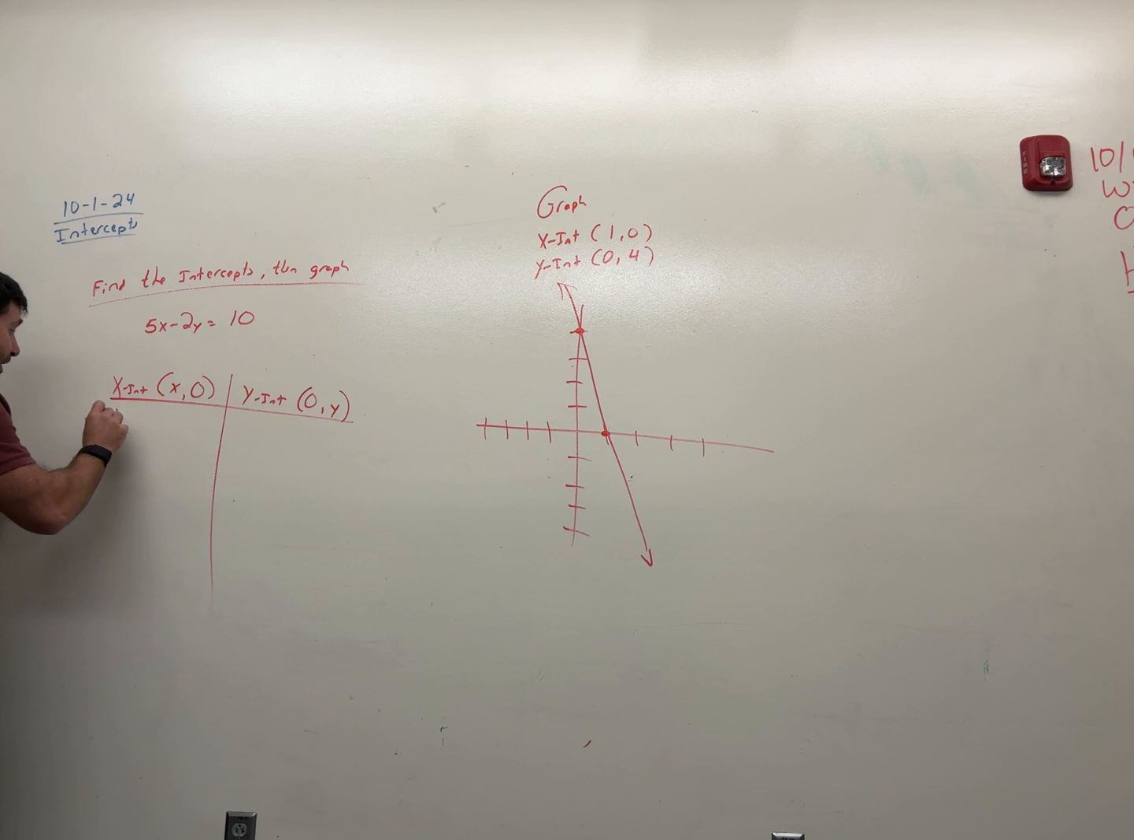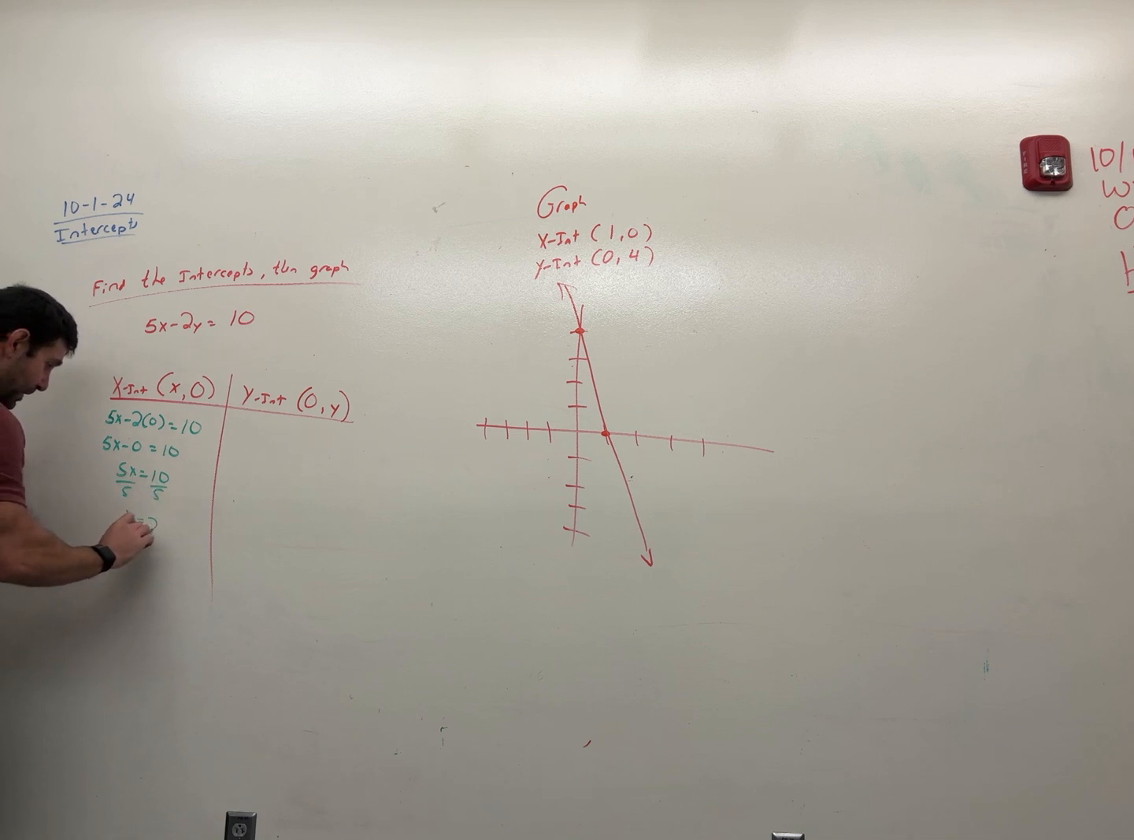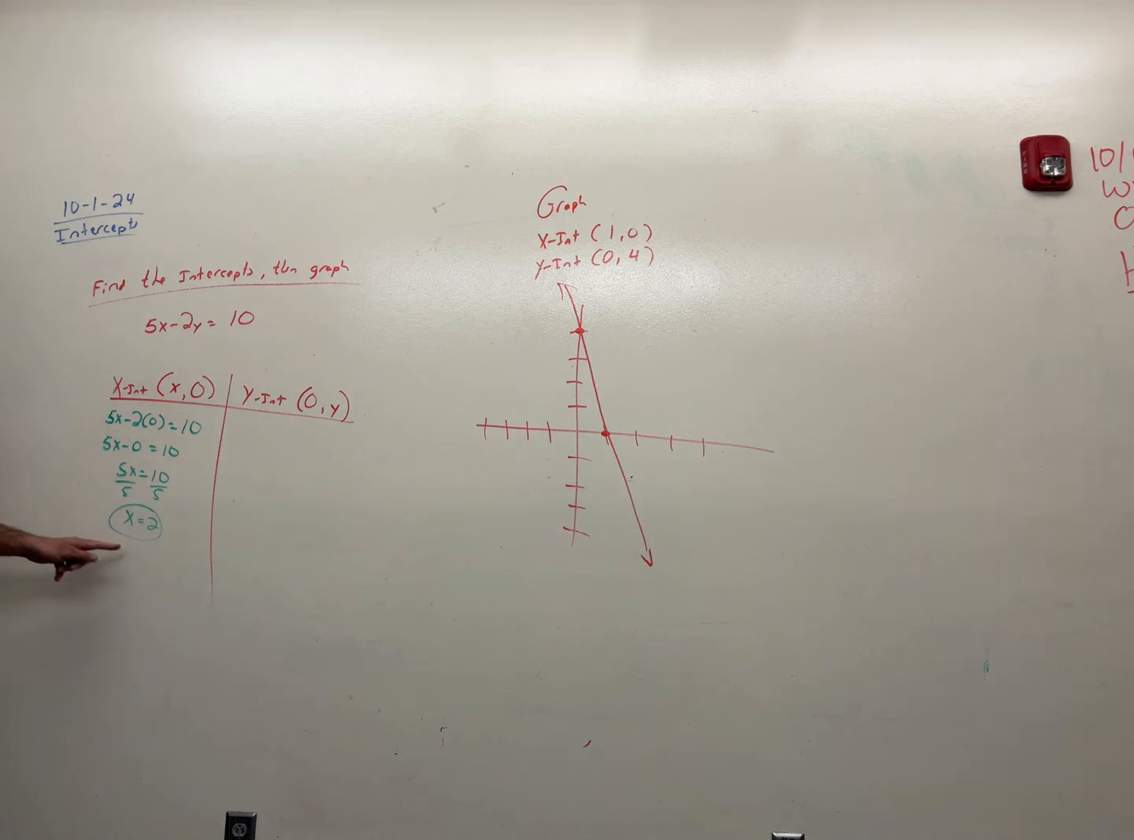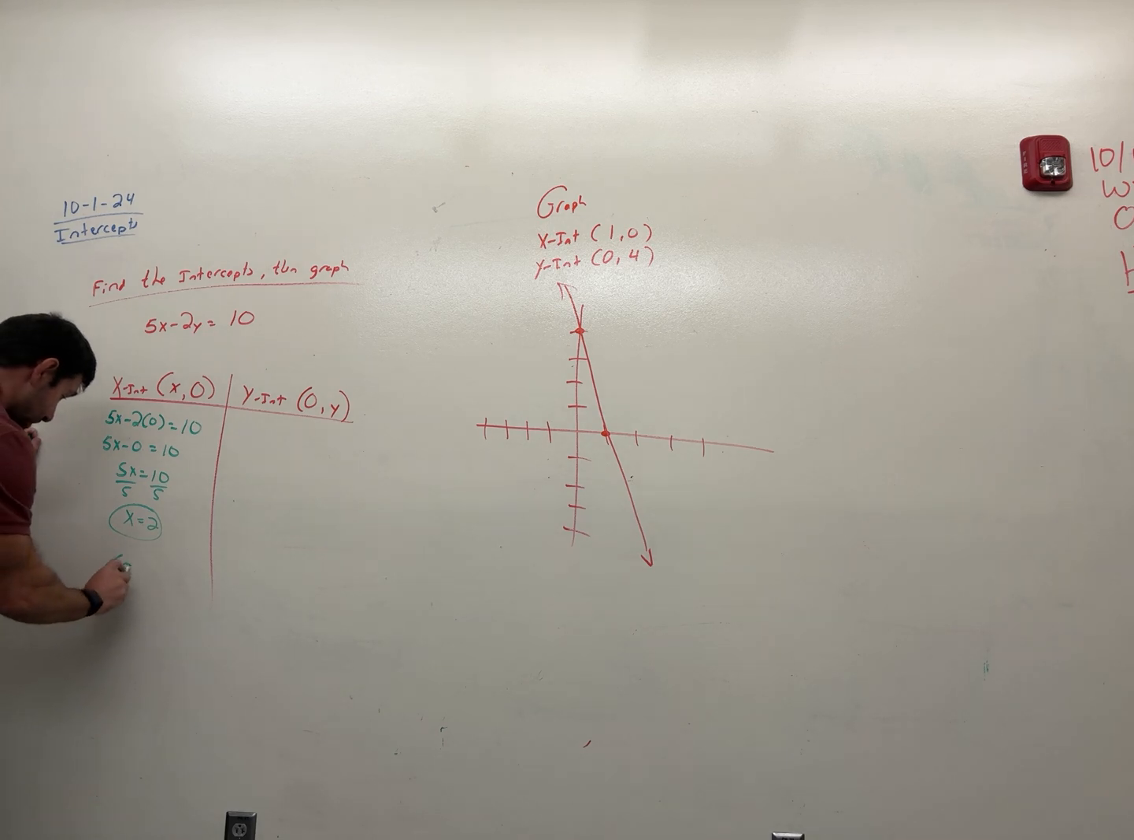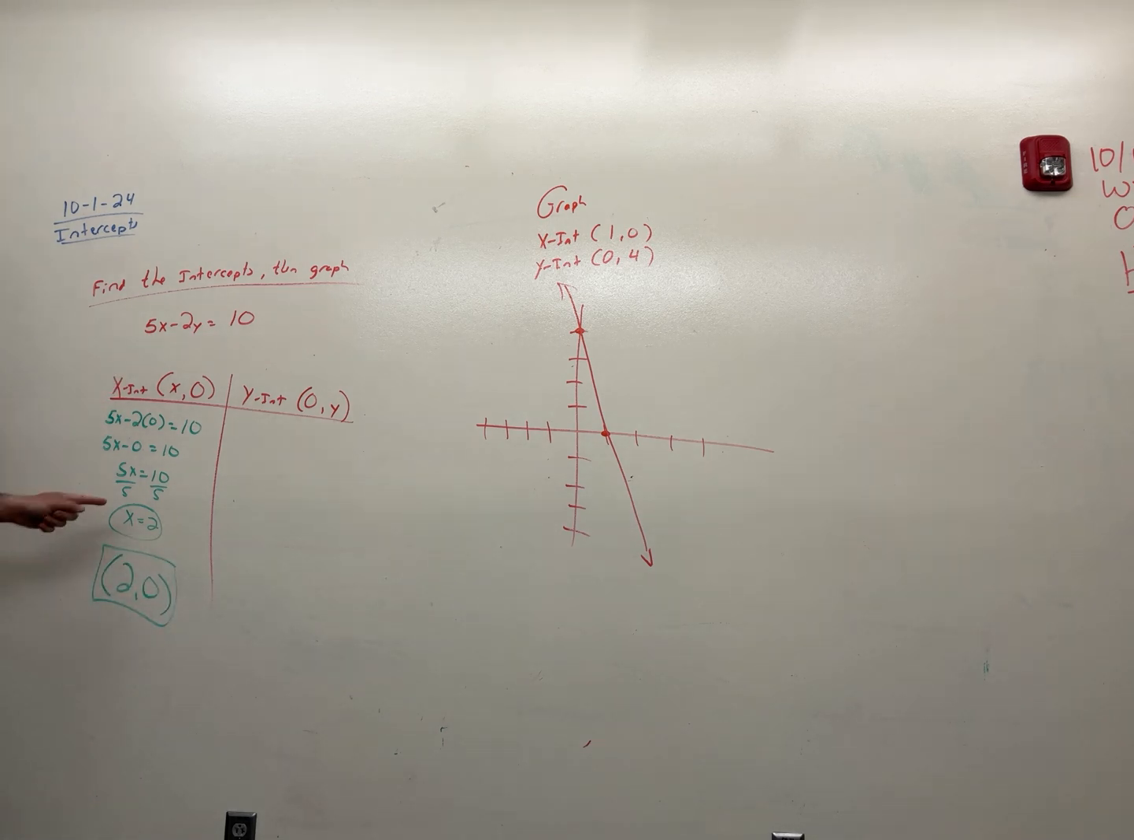So to solve this, I say 5x minus 2 times 0 equals 10. 5x minus 0 equals 10. 5x equals 10. Divide by 5. X equals 2. Is that my answer? No, because the intercept is an ordered pair of 2, 0. Because x is 2, y is 0.